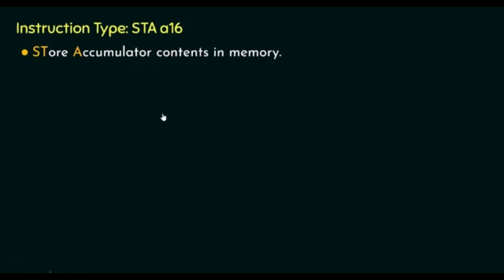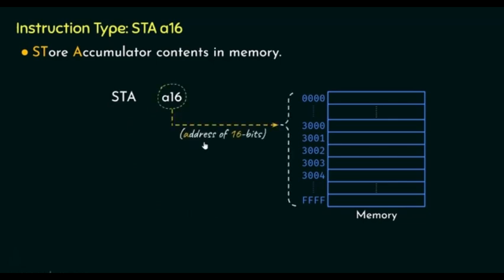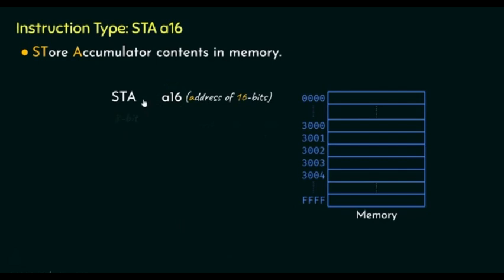So clearly, this is the reverse of the previous instruction. Now if we consider the memory, we already know all the addresses are of 16 bits. Therefore, from the instruction STA a16, the a16 refers to the 16-bit addresses of the memory. And just like the previous instruction type, here also STA is going to occupy 8 bits of memory space and a16 is going to occupy 16 bits of memory space. So this instruction too falls under the 3-byte long instructions category.